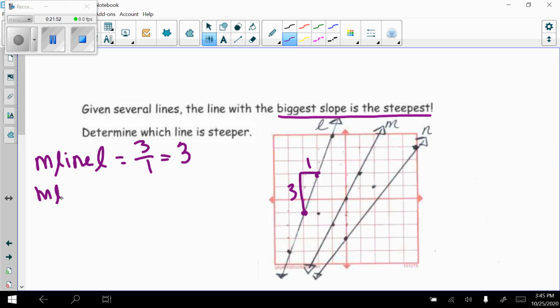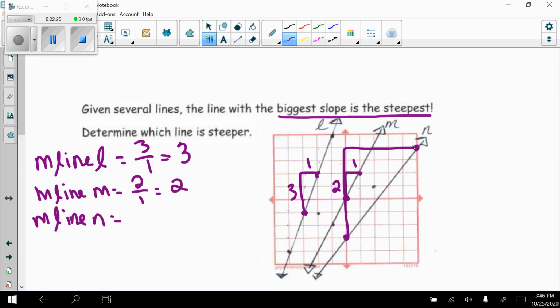Now let's find the slope of line M. Doing the exact same thing. Find 2 points. From this point, how far up and over? So count my squares. So I went up 2 over 1. So 2 over 1 gives me 2. And then finally, I need to do the last line, the slope of line N. Here's a point way down here and a point way up there. So up and over. So count my squares. 1, 2, 3, 4, 5, 7 over 1, 2, 3, 4, 5. So 7 over 5.